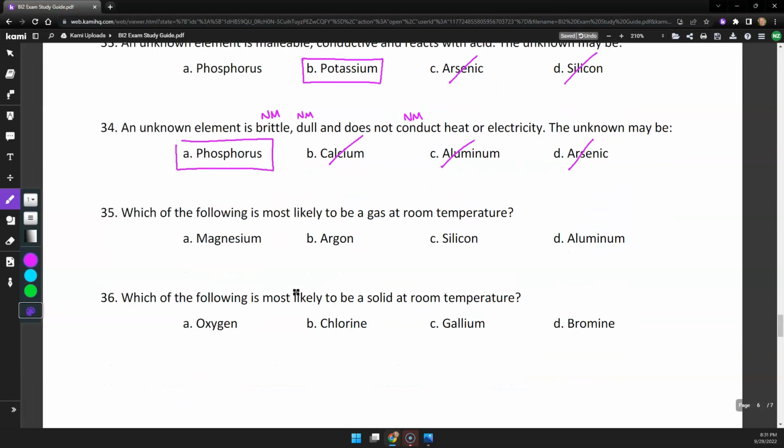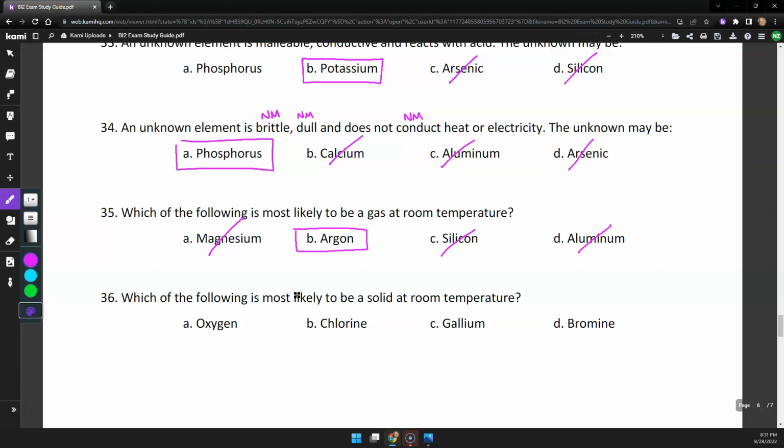Which of the following is most likely to be a gas at room temperature? Okay, so that would apply to nonmetals. Silicon is a metalloid. We know aluminum is a metal. Magnesium is a metal. Argon, Ar, is a noble gas, which obviously is going to be a gas at room temperature.